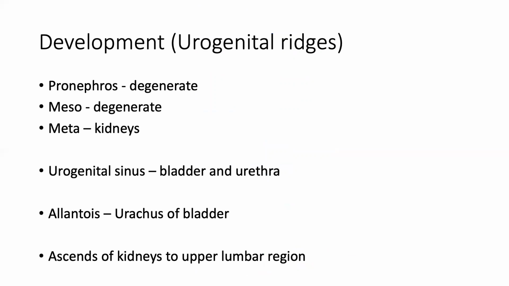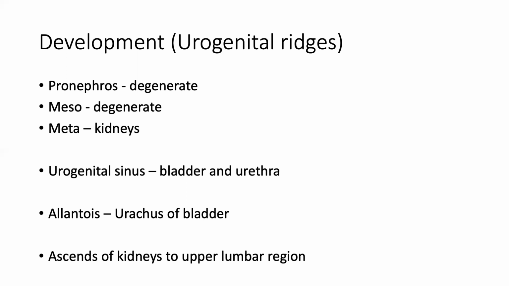Let's talk a little bit about the development of the kidneys and urogenital ridges. During our embryonic period, before we get the kidneys, we have small little buds, which we call pronephros. Nephros means kidney, pro means pre, but they degenerate and disintegrate. Later, we have another structure called mesonephros. They degenerate as well. And finally, we have metanephros. These metanephros will develop into kidneys. Urogenital sinus will become the urinary bladder and urethra. And allantois, that's what we saw in the previous diagram, forms the urachus of the bladder.